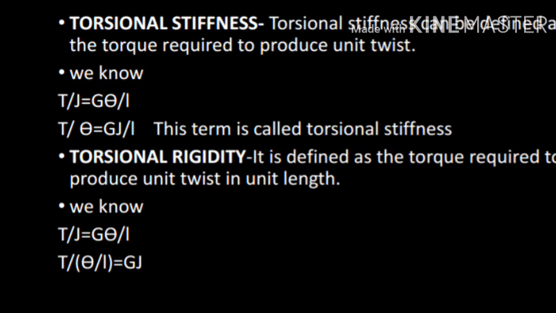Another one is torsional rigidity. It is defined as the torque required to produce unit twist in unit length. Now we know T by J equal to G theta by L. By rearranging it in the way T divided by theta by L equal to G into J, this term G into J is known as torsional rigidity.